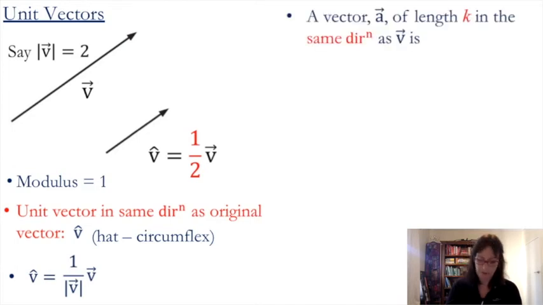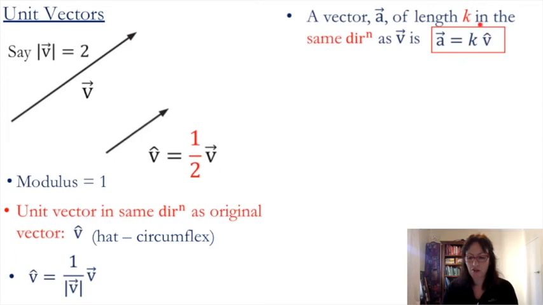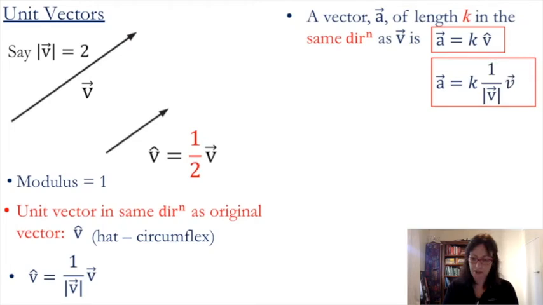magnitude of 1. So summarising here, if you have a vector A of length k in the same direction as v, that is the equivalent of that scalar multiplied by the unit vector. So if we've already gone to the effort of turning it into a unit vector, then we can just multiply that by a scalar. We'll do an example in a minute.